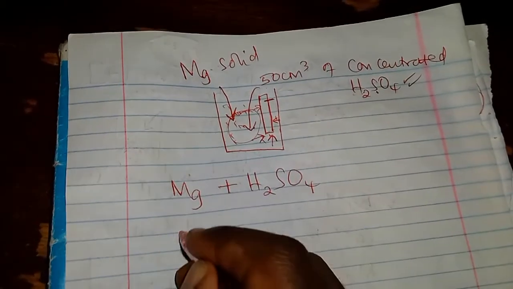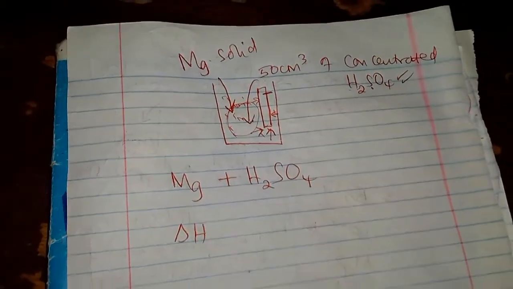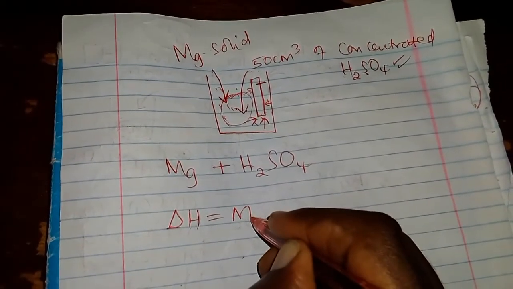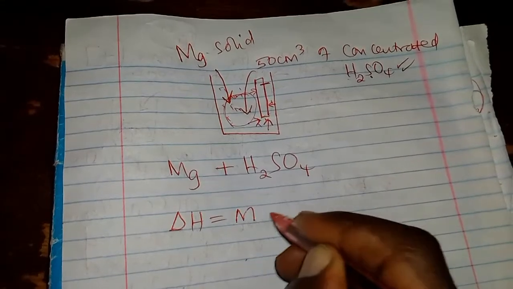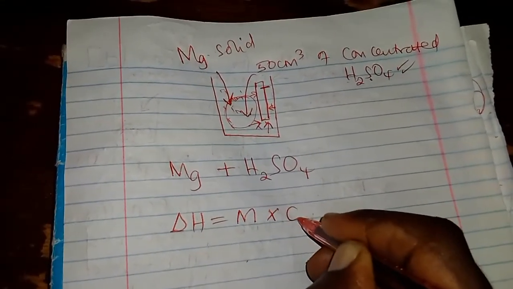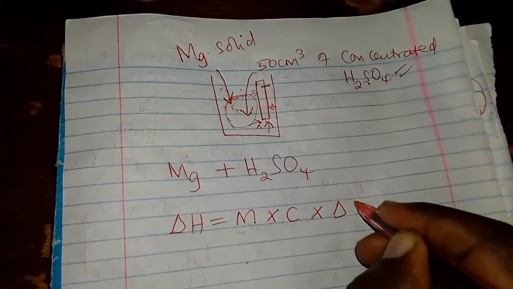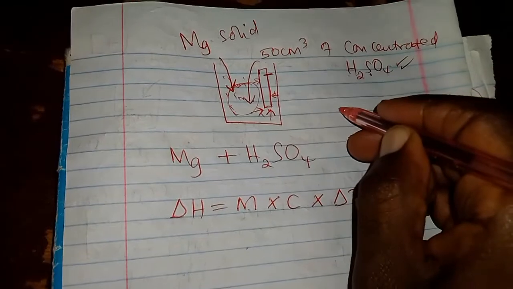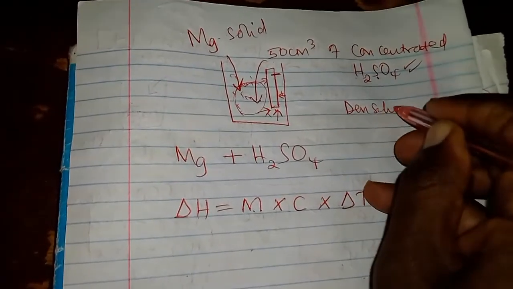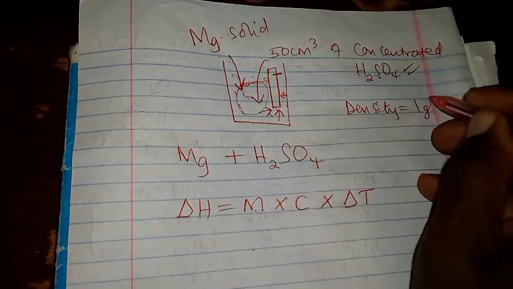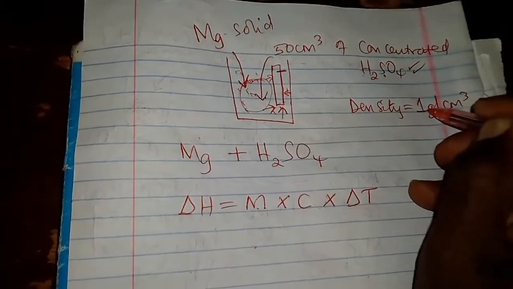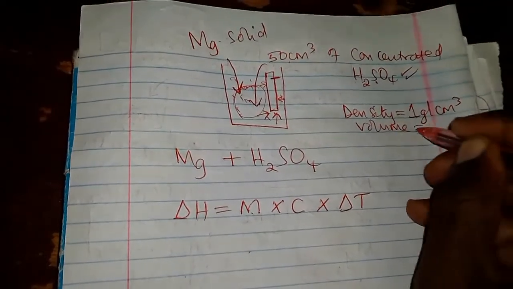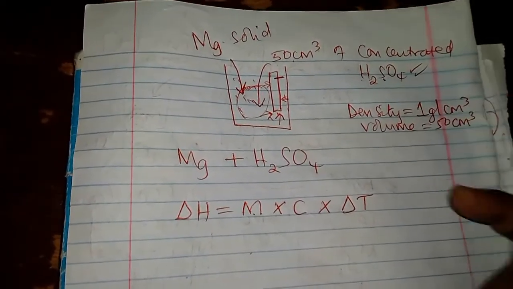If I want to get the enthalpy change for the reaction, or the heat change for the reaction, we will always say the mass of the solvent that has absorbed the heat multiplied by the specific heat capacity multiplied by the change in temperature. Good. How do I get the mass? You can be told that the density of the solution is 1 gram per cm³. Then you have used 50 cm³, so we have used a volume of 50 cm³.